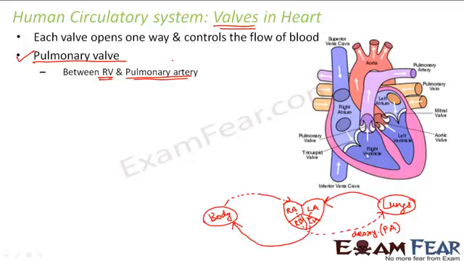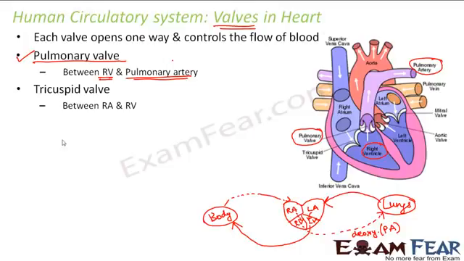So now if you look at this picture, this is the right ventricle and this is the pulmonary artery, the purple colored structure. So you see the right ventricle is attached to the pulmonary artery, and in between them there is this pulmonary valve. Clear? So this is one valve between the right ventricle and the pulmonary artery.